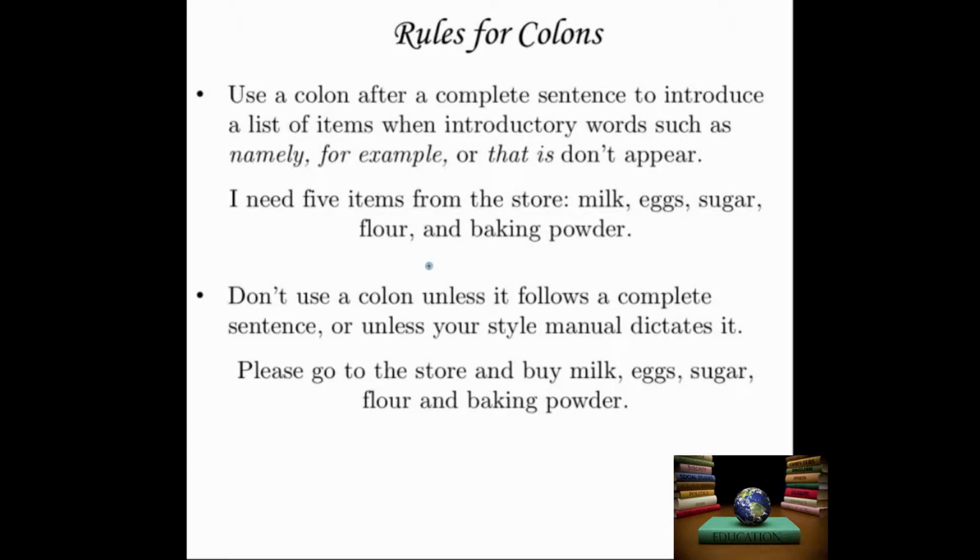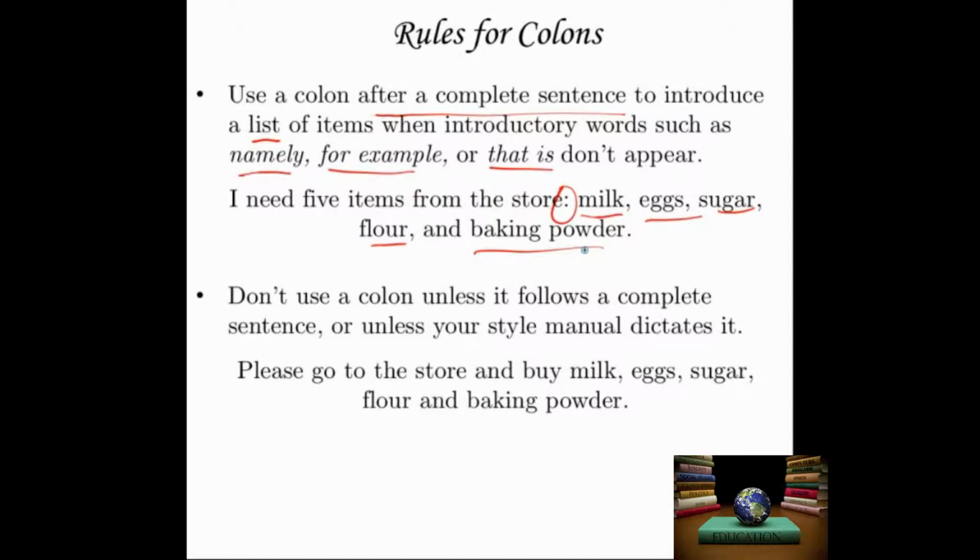All right, so here are the rules for using colons in your writing. First, use a colon after a complete sentence to introduce a list of items when introductory words such as namely, for example, or that is, don't appear. So, I need 5 items from the store. That's a perfectly complete grammatical sentence. And since we're about to list the things you need, we put a colon and then we say milk, eggs, sugar, flour, and baking powder. Sounds like a yummy cake.